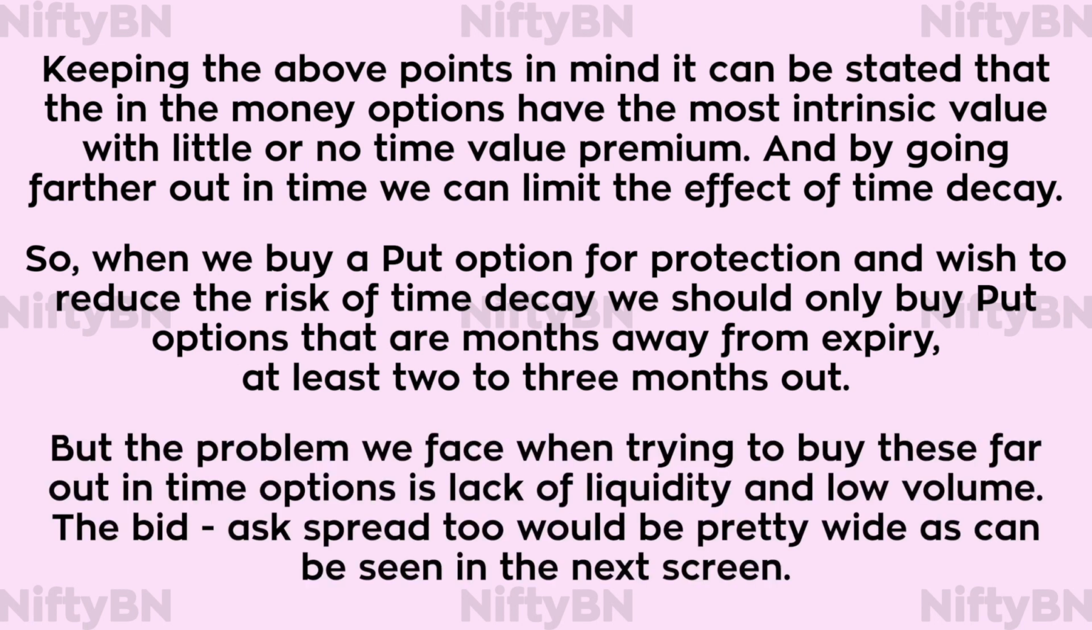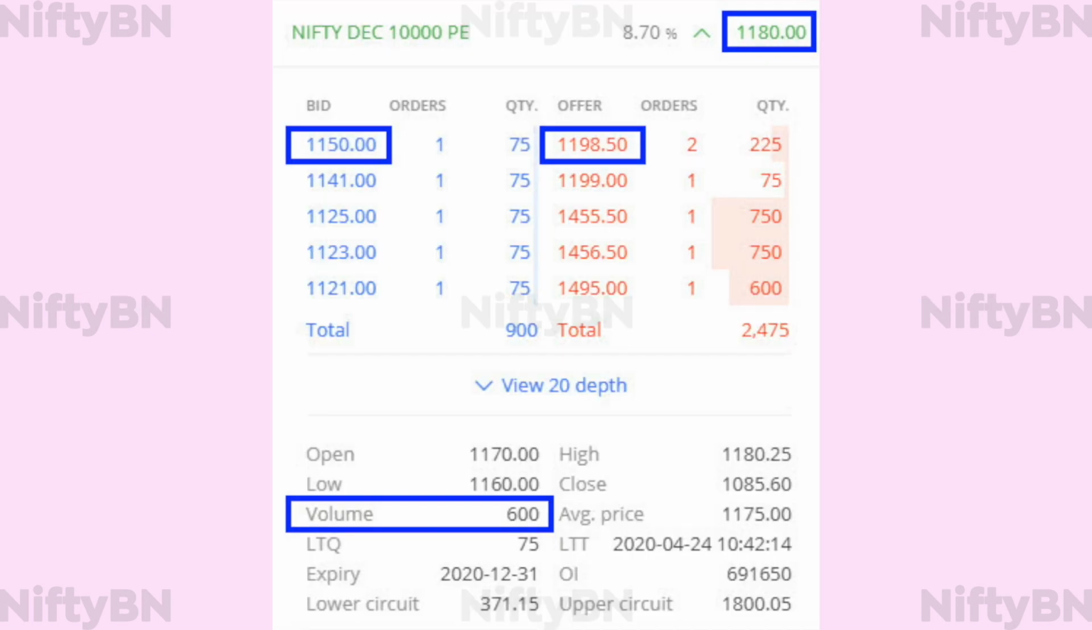But the problem we face when trying to buy these far out in time options is lack of liquidity and low volume. The bid-ask spread too would be pretty wide, as can be seen in the next screen. The 31st December 2020 expiry 10,000 put option has a volume of just 600 and is trading at about 1180. The bid-ask spread is close to 50, which is pretty huge.